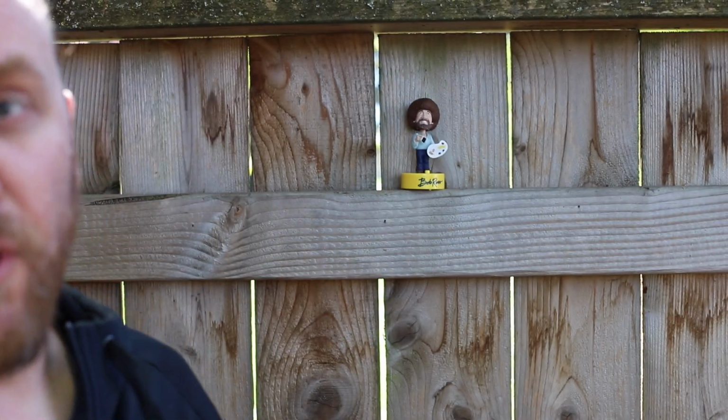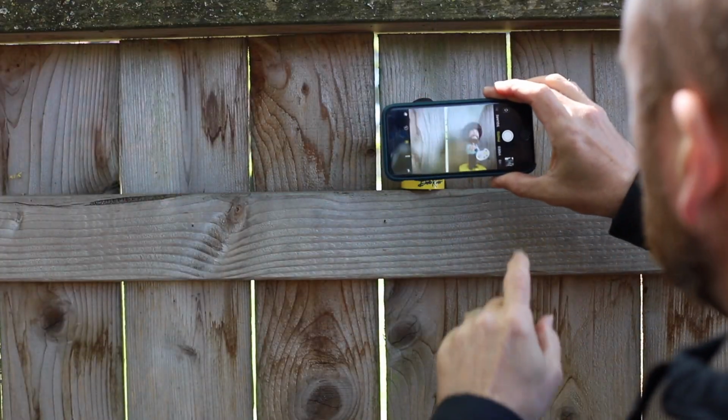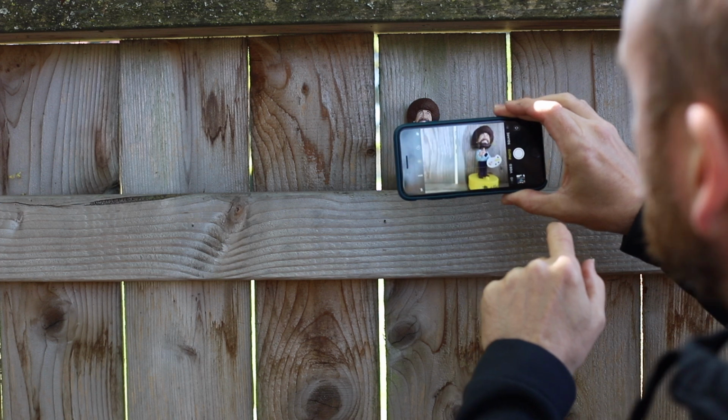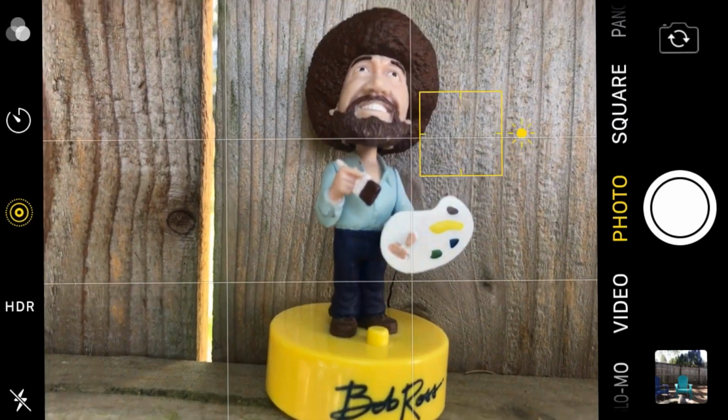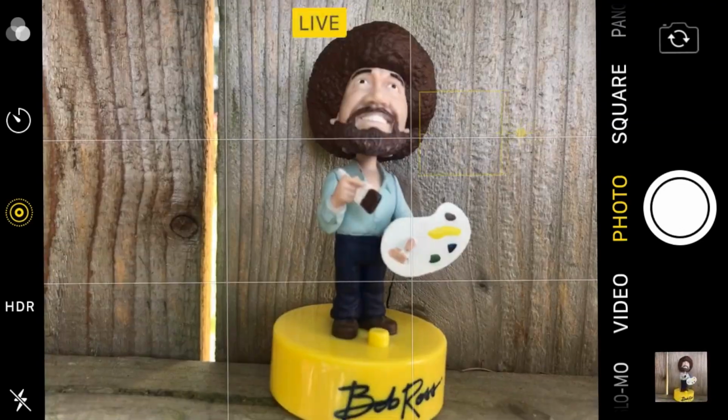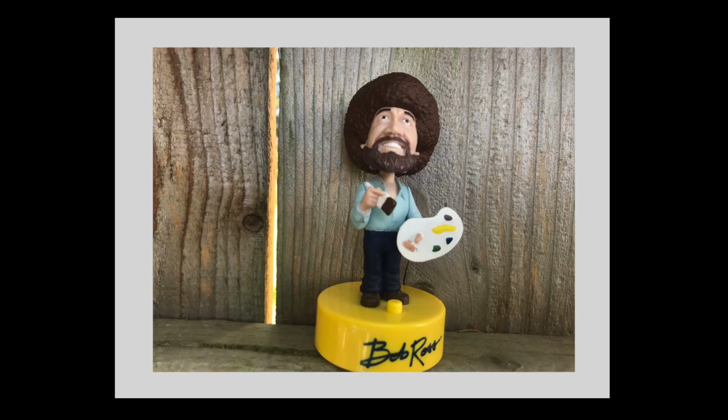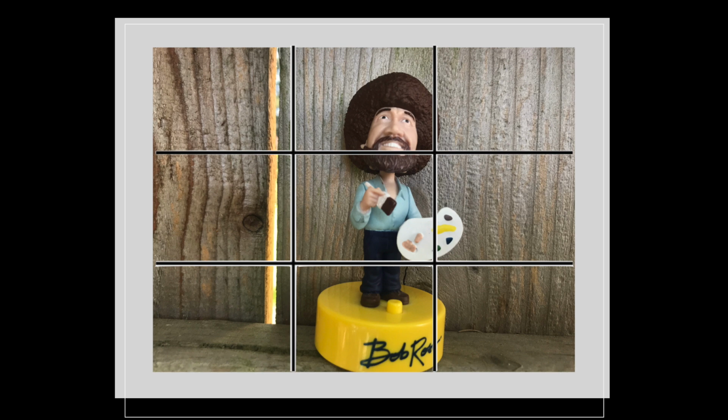First off, hopefully you have those grid lines turned on like the other day, and I'm just going to put Bob right in the middle of my frame and take a picture of him, and I'm going to show you how there's not a lot of depth. I'm going to tap on the screen in order to focus. I'm going to put him right there in the middle. I'm going to take the picture. Not a bad picture, but there's a couple things we can do to improve this.